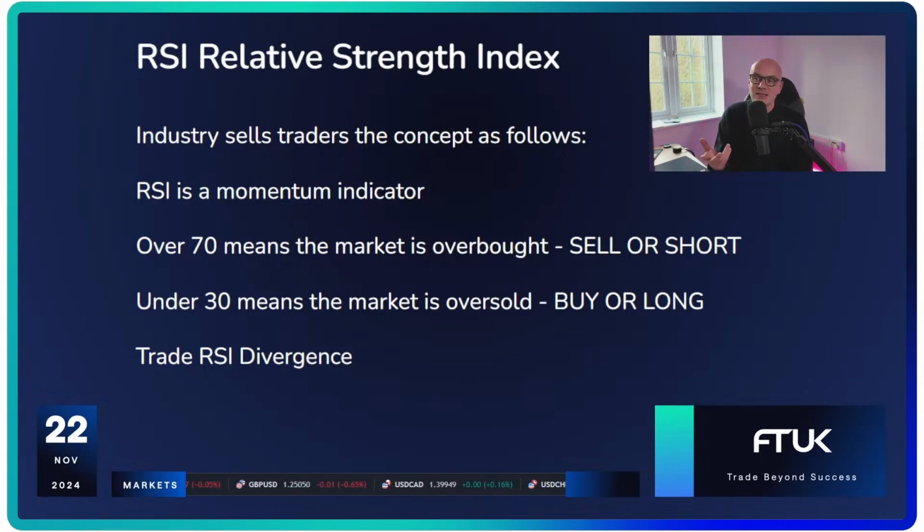What it basically does is it says that the RSI is a momentum indicator. Check, true, it really is. And all you really need to understand is that over 70, the market is considered to be overbought. That means you should sell the long position you've got, or consider shorting the market. Alternatively, under 30, the market is oversold, and therefore you should be looking to buy back your shorts, or get involved on the long side of the market. And that's it. Trade the divergences.